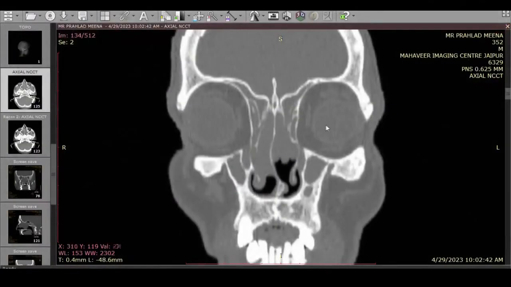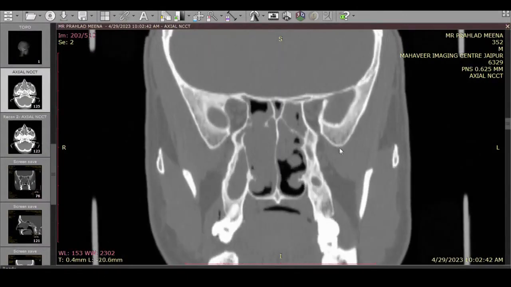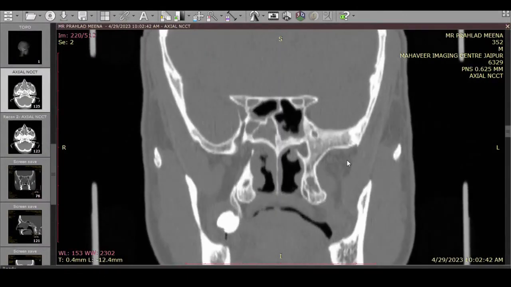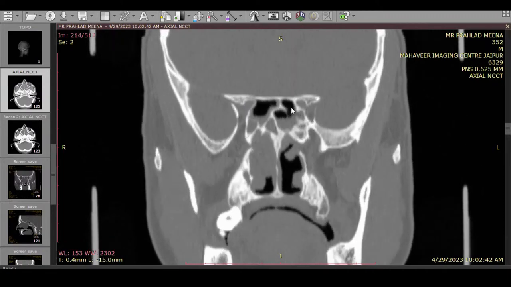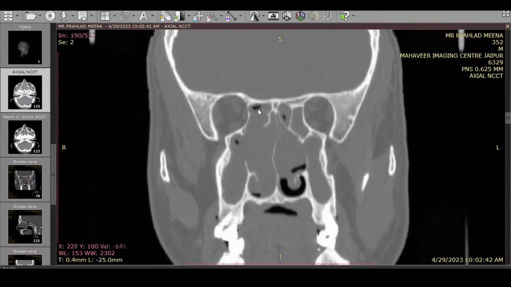See this. I am going behind. This is the sphenoid sinus on this side. And see this cell above the sphenoid sinus. Can you see? This is in contact with the optic nerve. Sphenoid sinus is pushed inferiorly. And this is the postethmoidal cell.